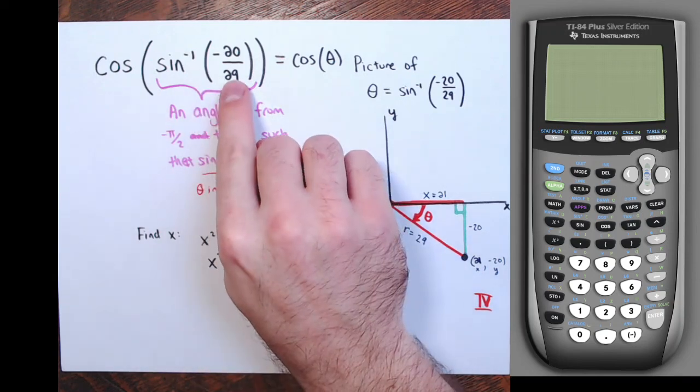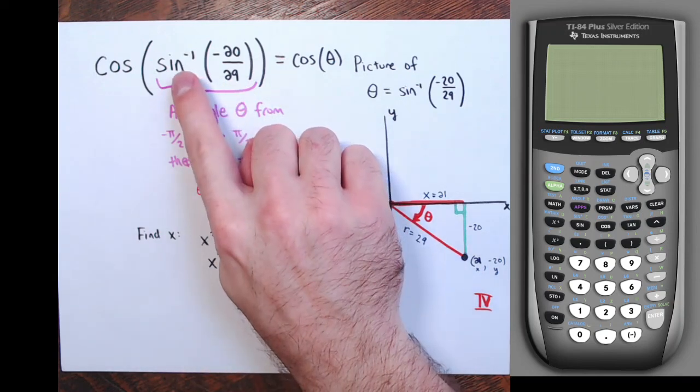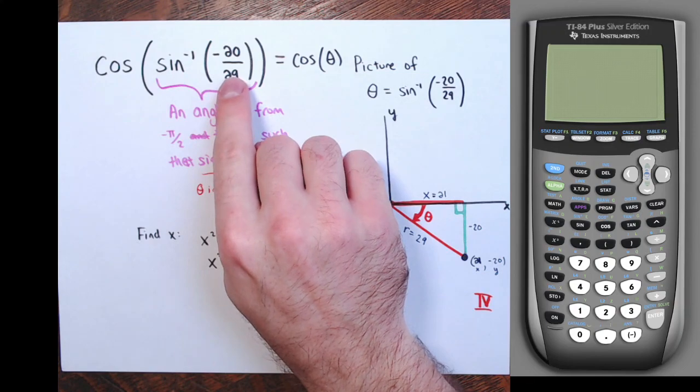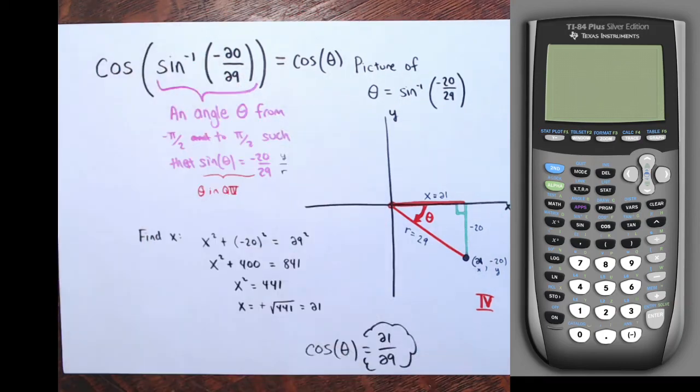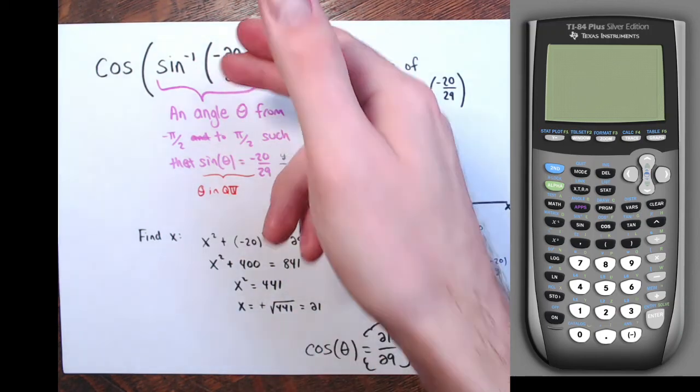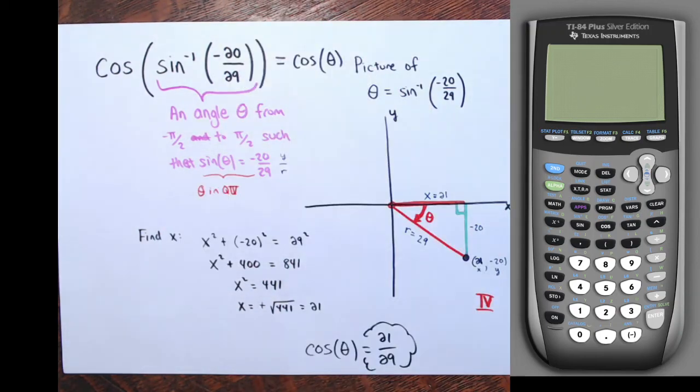Now, if there's a special number inside, like if this was the inverse sine of square root of 3 over 2, I wouldn't need to draw a picture. Because the inverse sine of square root of 3 over 2 would be pi over 3, and then the cosine of pi over 3 would be a half. If there's a special number inside, you don't need to draw pictures. But if there's not a nice number, like negative 20/29ths like this, then perhaps you should draw a nice picture of that angle.